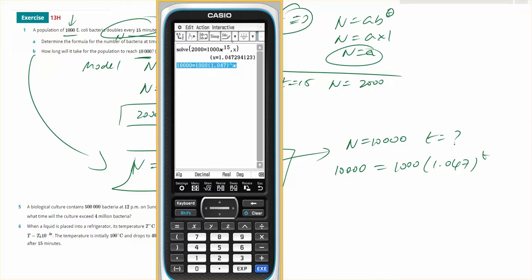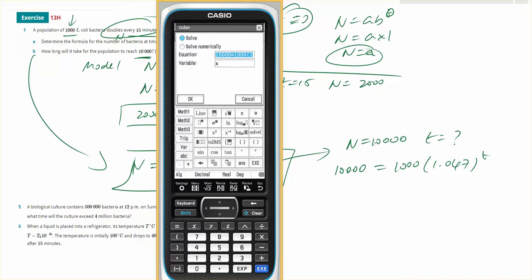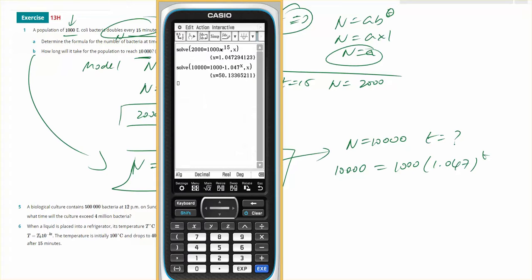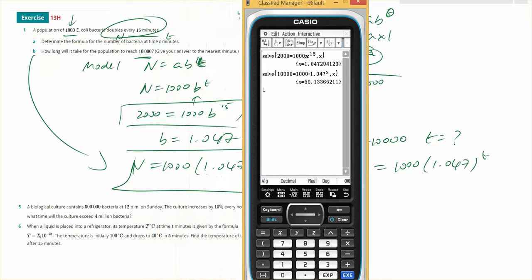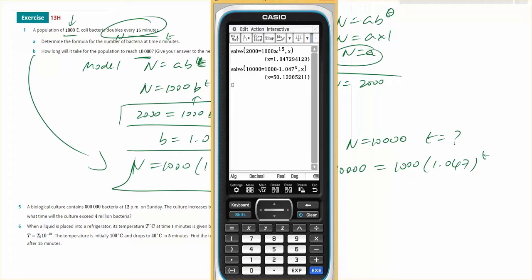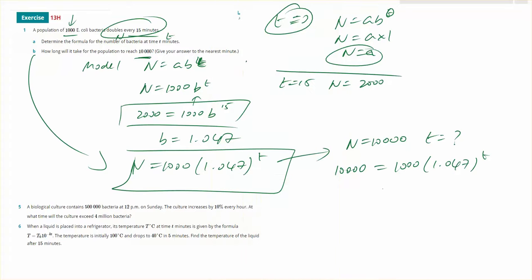So I highlight it and I solve it: Interactive, Advanced, Solve. And I get 50.13, which rounded to the nearest minute is 50. So after 50 minutes, our bacteria reaches the population of 10,000. So that's how you do question number 1 of 13H.